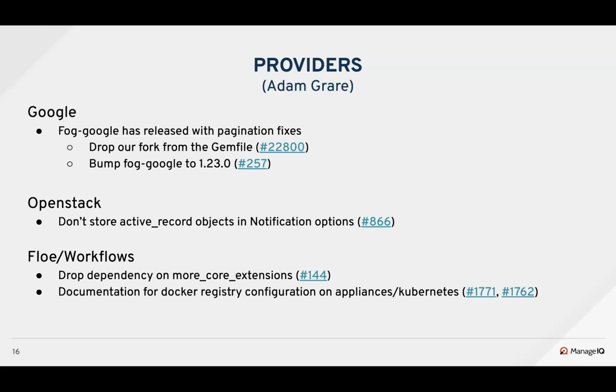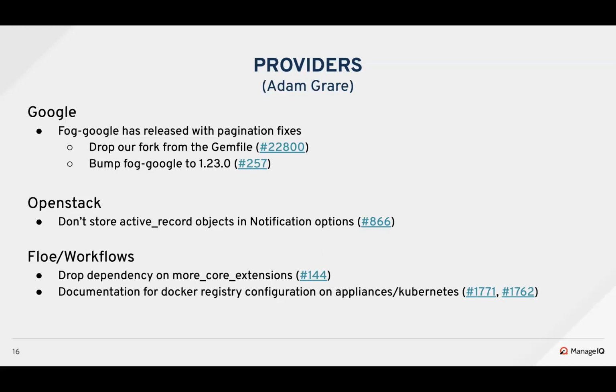For OpenStack, as part of the Ruby 3.1 effort, they're storing active record objects in the notification options, which is causing issues with the YAML safe load. And instead of trying to add those classes, it turned out we weren't needing any of these objects to be serialized, so we just dropped them.